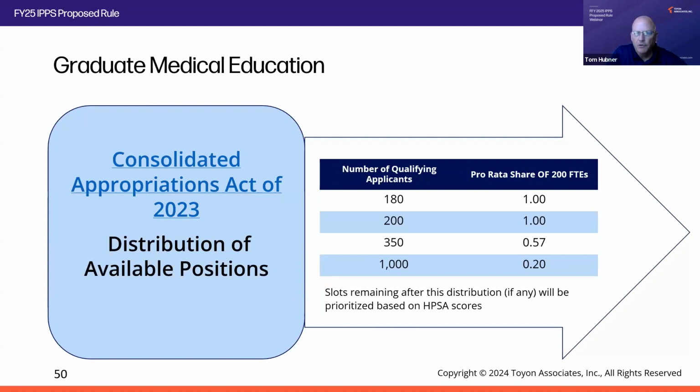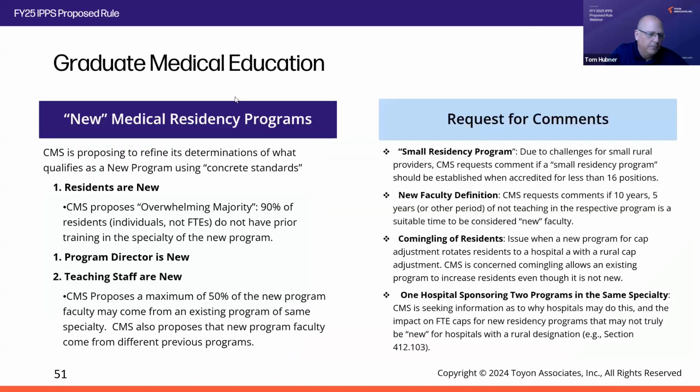And what they would do is give all the hospitals that apply 0.01 FTEs. So, for example, if 200 hospitals were to apply, they'd each get 0.01 FTEs, which would amount to 2 FTEs in total. And that would preserve the other 198 slots so that they can allocate them based on HPSA scores. So, they're asking for public comments as to whether they should go that route. That would at least be more meaningful to the few hospitals that would win the allocations.